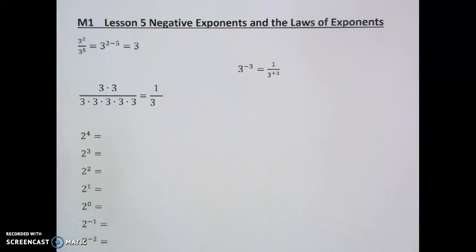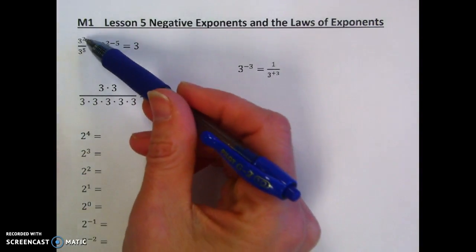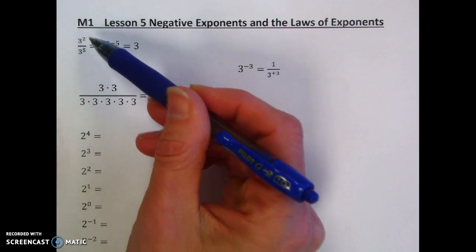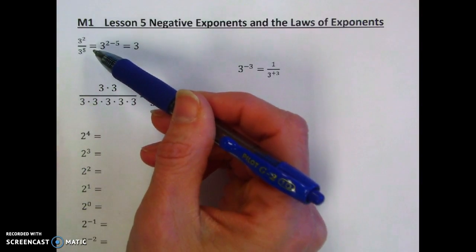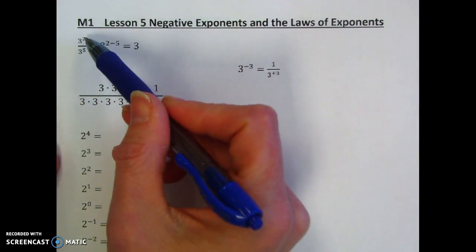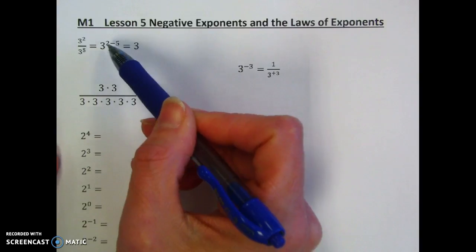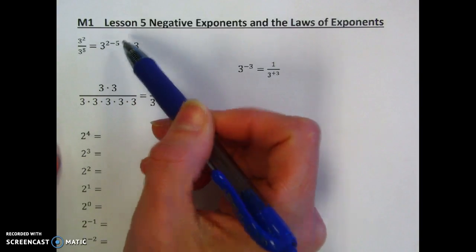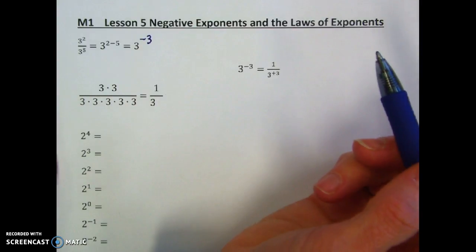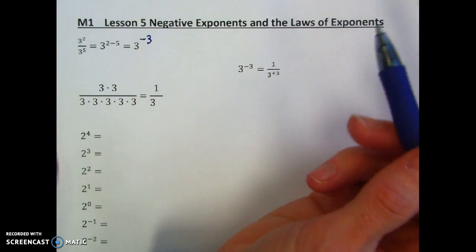Module 1, Lesson 5, Negative Exponents and the Laws of Exponents. So we've already talked about if we are dividing and we have like bases, we subtract the two exponents. And remember, the order we subtract in is top minus bottom. So in this case it would be 2 minus 5. If we take 2 and subtract 5, that's going to leave us with a negative exponent. So now we need to know how to deal with negative exponents.